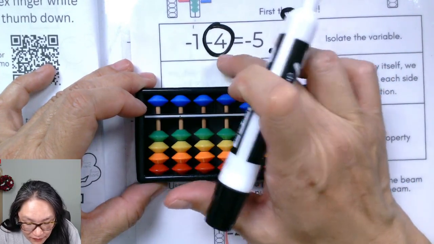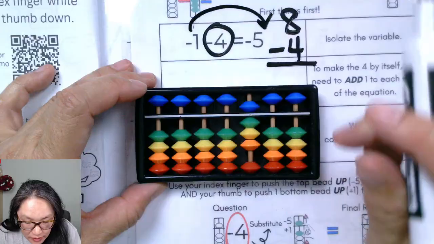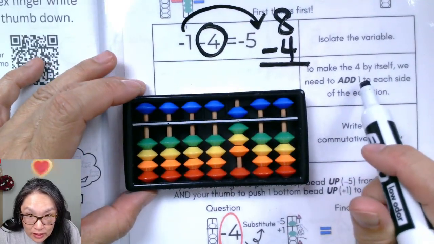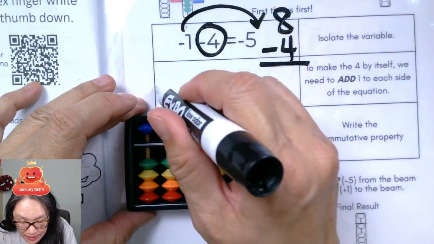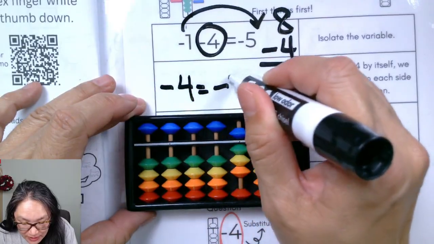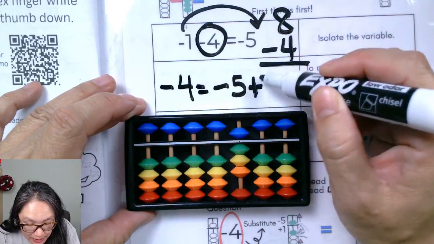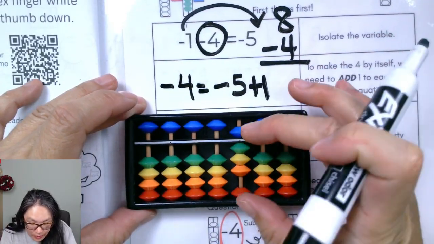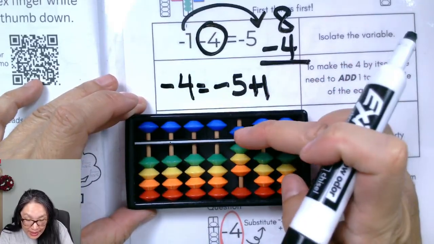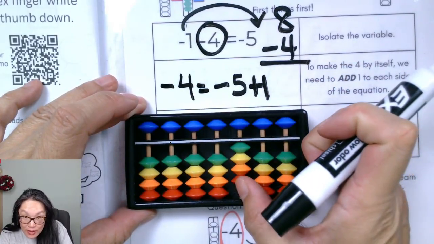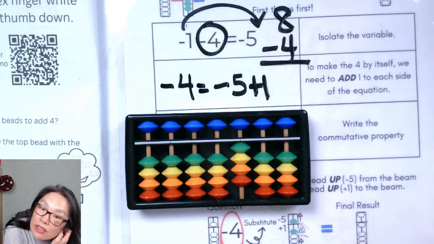When I isolate this variable, I move the 1 to the other side. I need to add the 1 to the other side. So what's going to happen is I minus the 4 is equal to minus the 5. But that's too much, so I need to plus the 1. Now what do we do? This is directions. I'm going to minus the 5. I'm going to add the 1. So my final answer is 4.